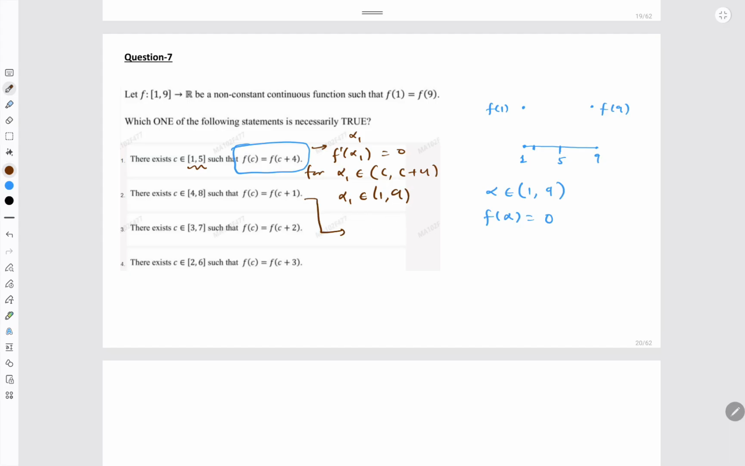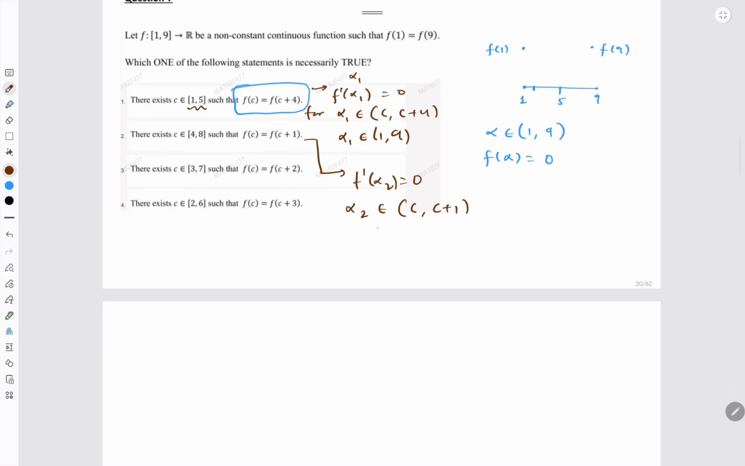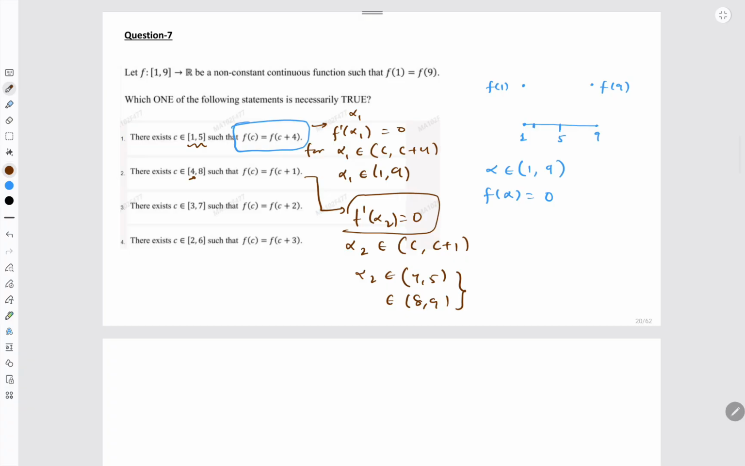If I translate this option, it will be f dash of alpha 2, let's say, will be 0 for an alpha 2 that will be between c to c plus 1. That means if I take the lower limit, it will be from 4 to 5, and if I take the upper limit, it will be from 8 to 9. So it is saying that I will find an alpha 2 such that the slope at that point will be 0 and alpha 2 will belong to this, and I can translate all of these four options like that.